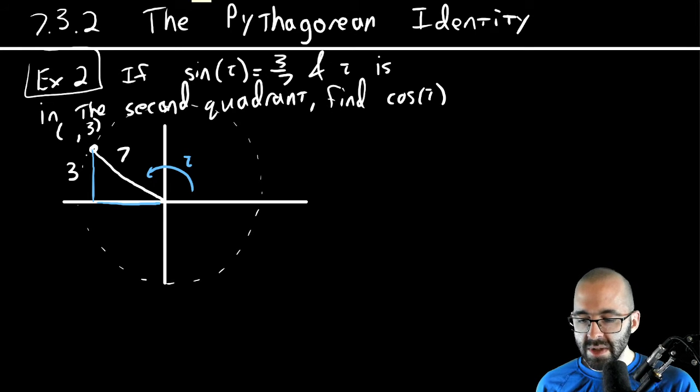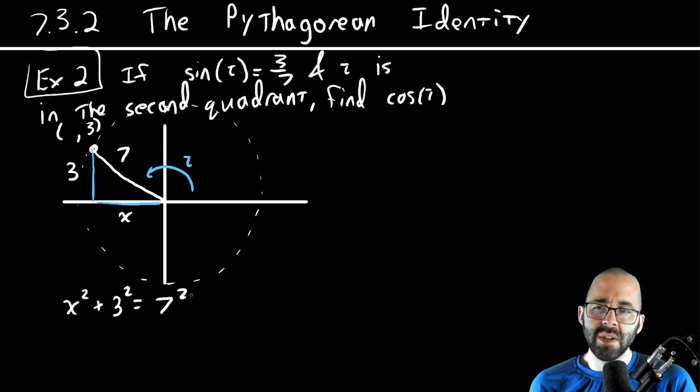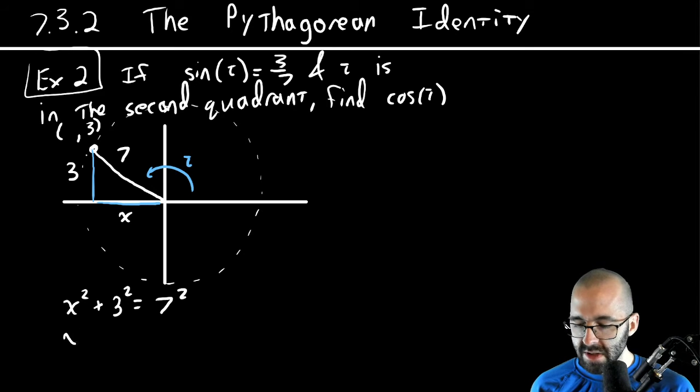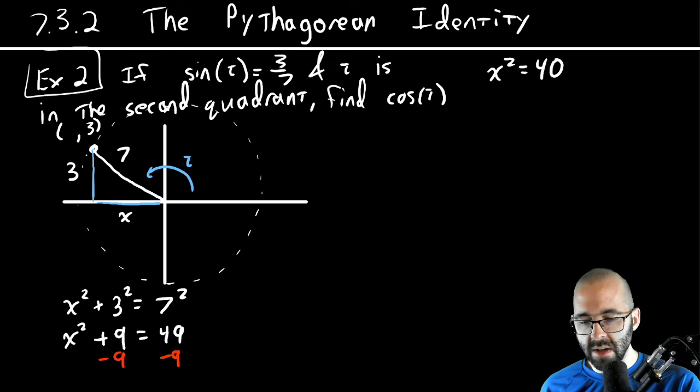Okay? So what does the Pythagorean theorem say? It says that this x value squared plus the y value squared equals the hypotenuse squared. You could use a unit circle here, but you'd get fractions, and I don't like fractions, so that's why I'm not using it. So if we just solve this for x, we're going to get x squared plus 9 equals 49. Let's subtract 9 from both sides. And then we're going to get that x squared equals 40.